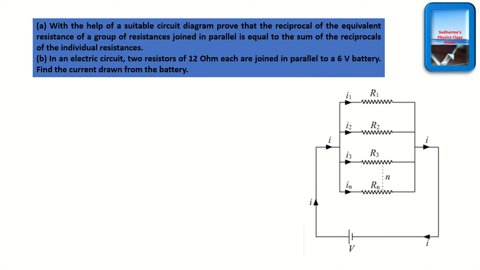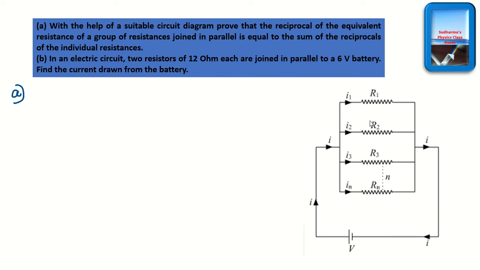Next question is a long answer question. With the help of a suitable circuit diagram, prove that the reciprocal of the equivalent resistance of a group of resistances joined in parallel is equal to the sum of the reciprocals of the individual resistances. So how do we prove that? For that we need a circuit diagram as shown in the figure. You have to draw the diagram where we have n number of resistors connected in parallel, and it is connected to a cell, and the direction of current is from the positive to the negative end.